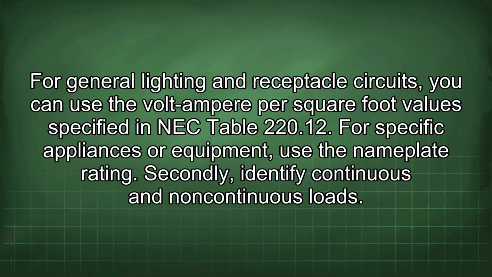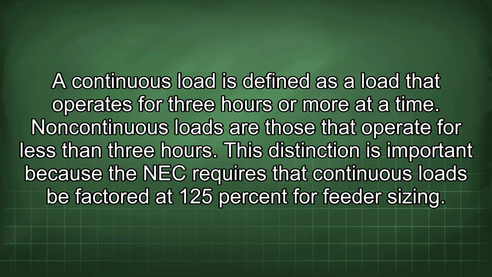Secondly, identify continuous and non-continuous loads. A continuous load is defined as a load that operates for 3 hours or more at a time. Non-continuous loads are those that operate for less than 3 hours. This distinction is important because the NEC requires that continuous loads be factored at 125% for feeder sizing.